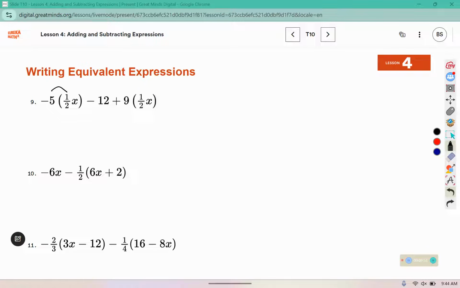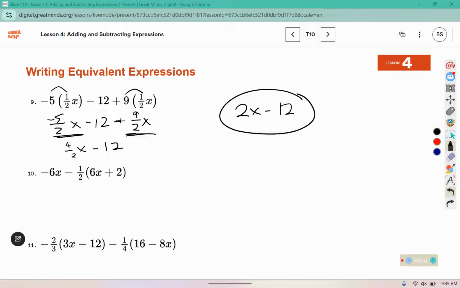-5 times 1/2 x is -5/2 x. This minus 12 is by itself. It's not touching a parenthesis, so it doesn't get distributed. And then I have plus 9 over 2x. I can combine my two x terms. Negative 5 over 2 and positive 9 over 2 would be 4 over 2x minus 12. But 4 over 2 can be thought of as a whole number. So I would rewrite it as follows.